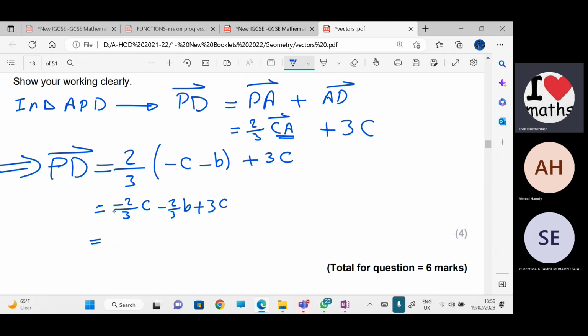I need to identify the result, negative 2/3 C plus 3C, what will it come out to? Someone calculate it with the calculator please. It will be 7 over 3C minus 2 over 3B. And what is this, guys? BD.